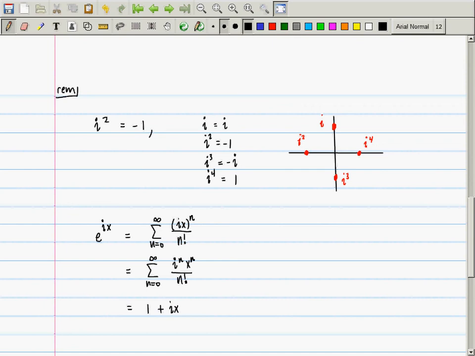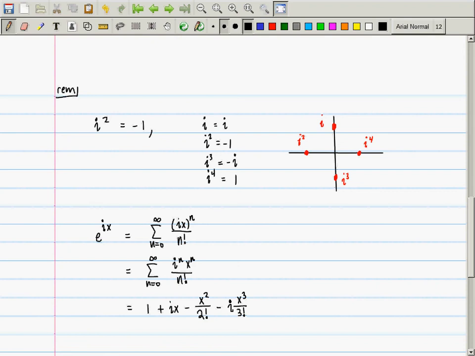So now it will be i squared, because n is 2. What's i squared? Negative 1. So it will be minus x squared over 2 factorial. Now we have i cubed, which is negative i. So now it will be minus i x cubed over 3 factorial.